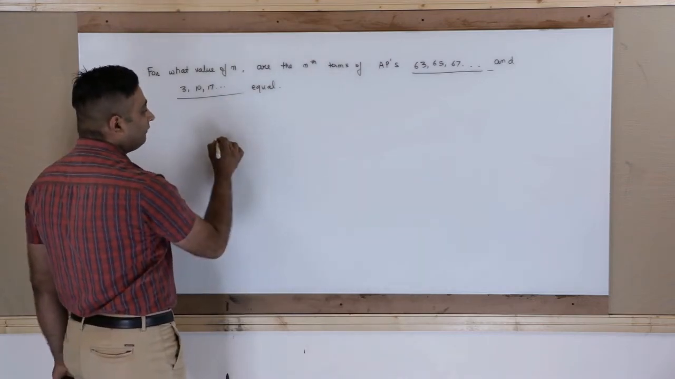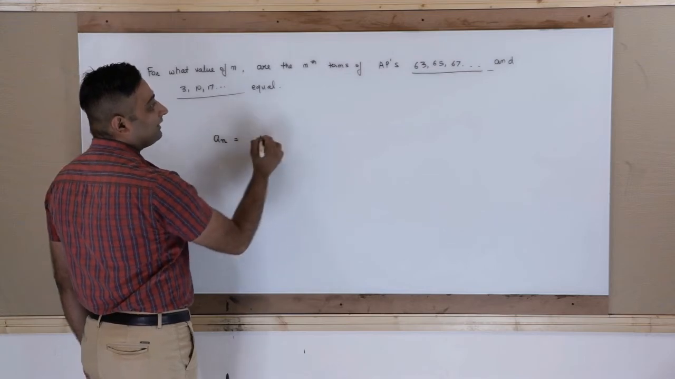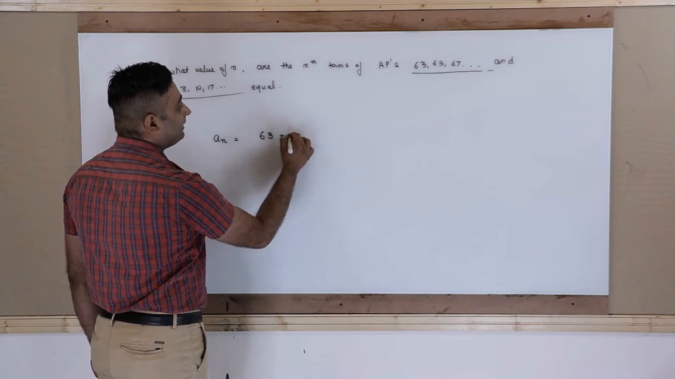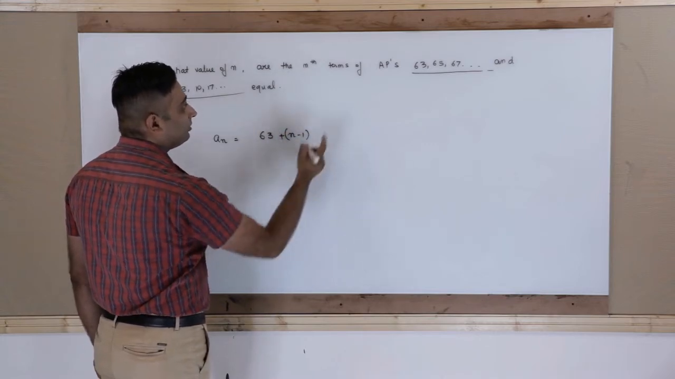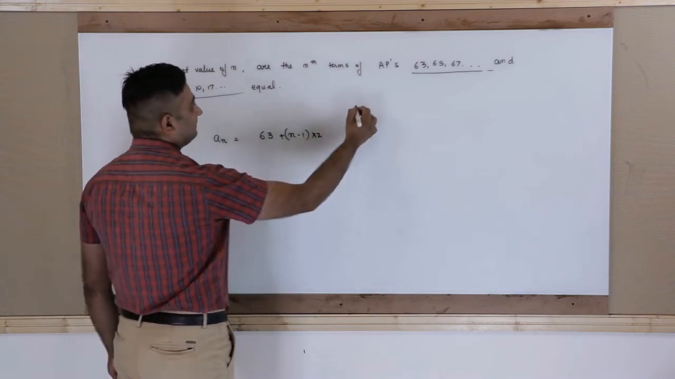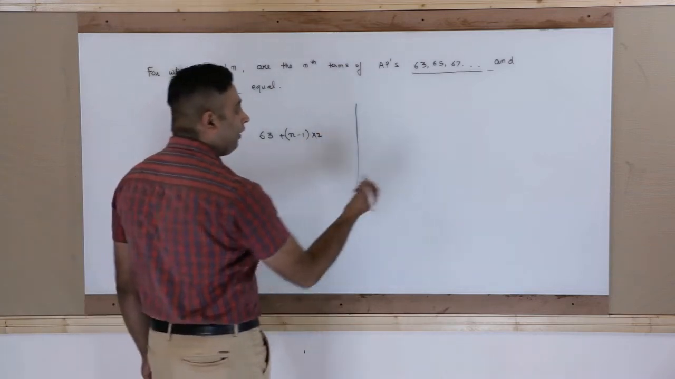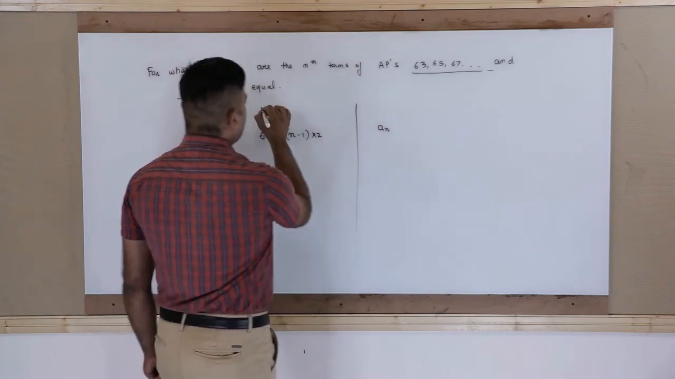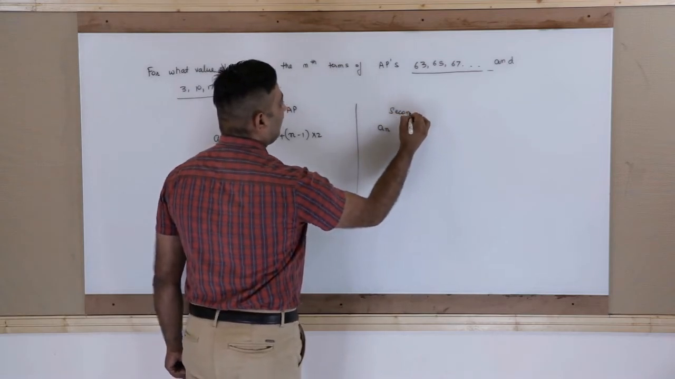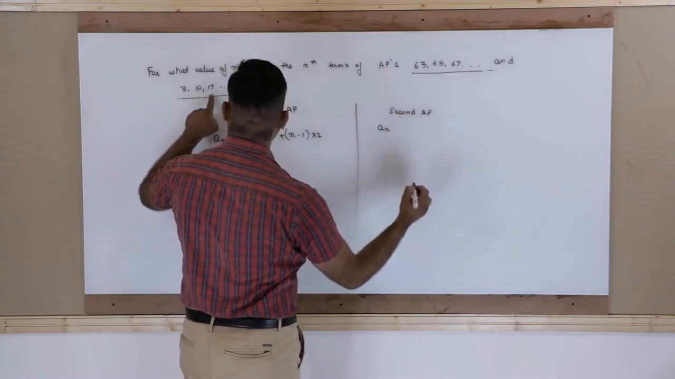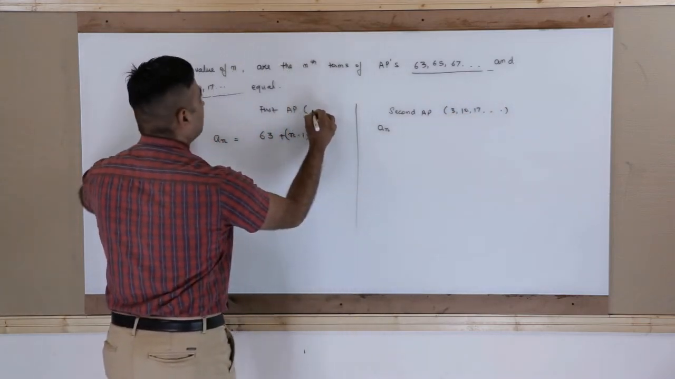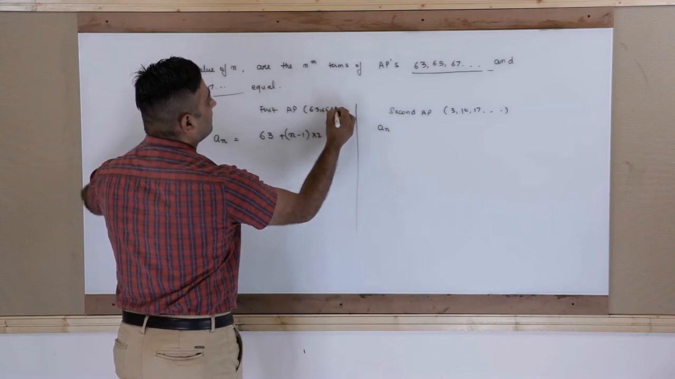So the nth term of the first AP is given by A, its first term, 63, plus n minus 1 into D, its common difference, which is 2, and the nth term of the second AP. So this is for the first AP and this is for the second AP, that is 3, 10, 17 and so on, and this is for 63, 65, 67 and so on.